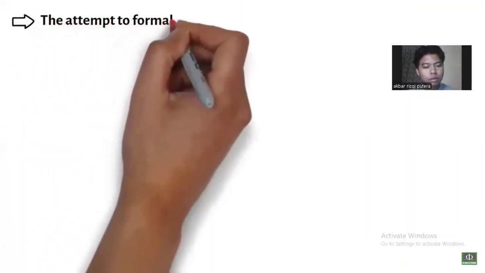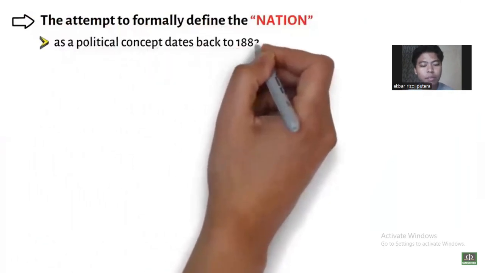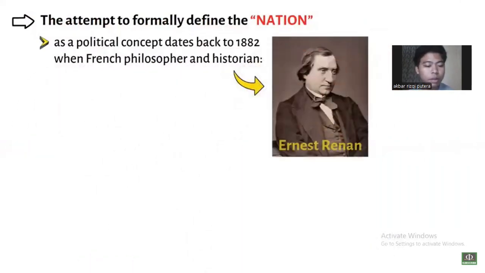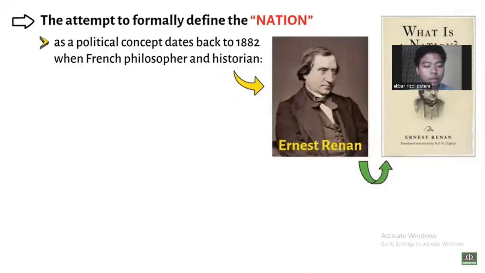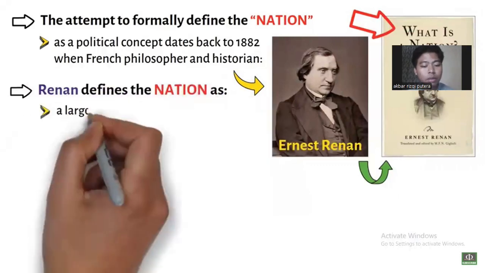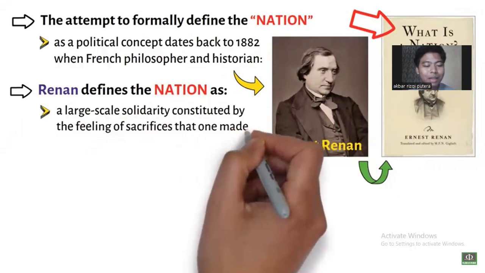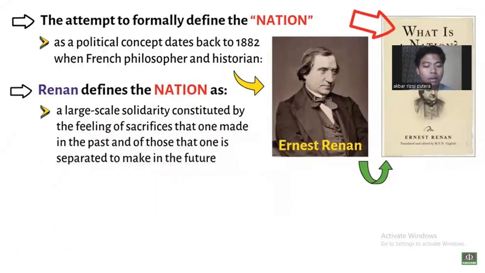The attempt to formally define the nation as a political concept dates back to 1882 when French philosopher and historian Ernest Renan published his seminal essay titled, What is a Nation? In this essay, Renan defines the nation as a large-scale solidarity constituted by the feeling of sacrifices that one made in the past and of those that one is prepared to make in the future.